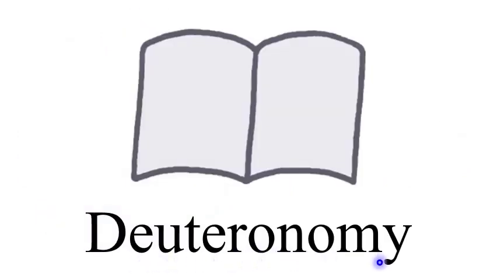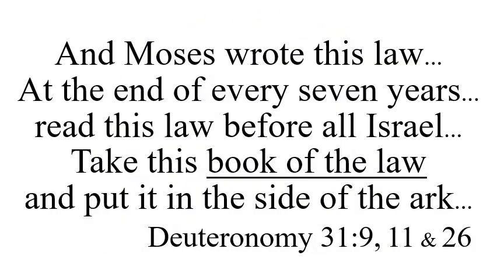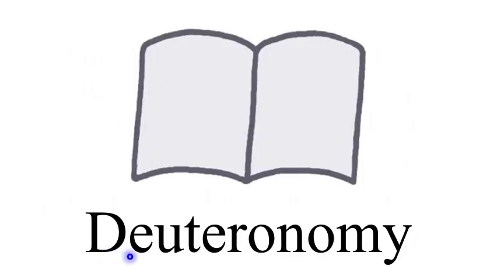The icon for Deuteronomy is the open book because it says in the Bible, "And Moses wrote this law. At the end of every 7 years, read this law before all Israel. Take this book of the law and put it in the side of the ark." Deuteronomy 31:9, 11, and 26. Deuteronomy is the book that contains the book of the law, from chapters 12 to 26. So the book of the law is the icon for Deuteronomy.